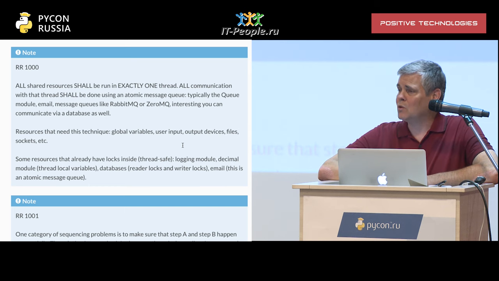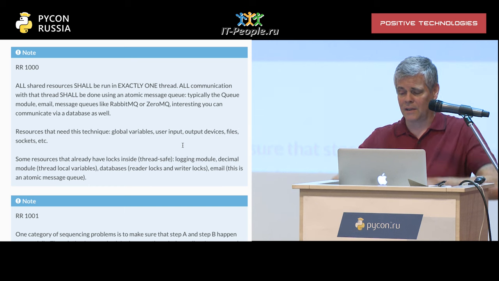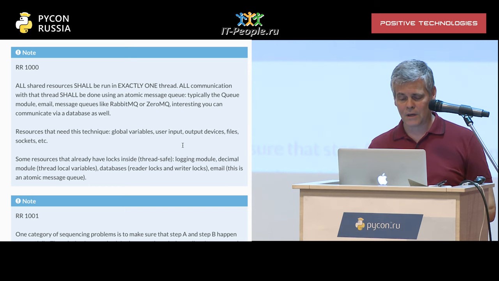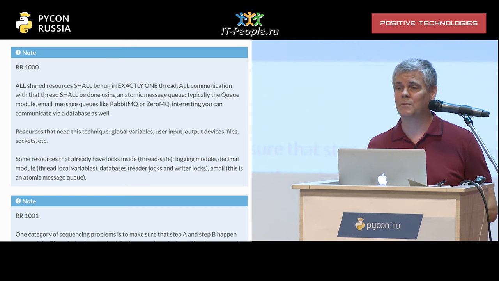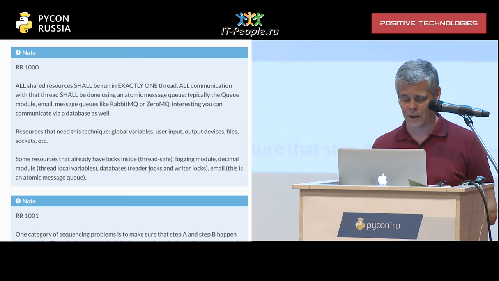That said, there are some tools that already have locks built inside them. In particular, the logging module and the decimal module has thread local variables, and databases tend to have reader and writer locks. Email is also an atomic message queue. Pretty much everything else should be presumed to be non-atomic in nature and needs to be wrapped in its own thread.